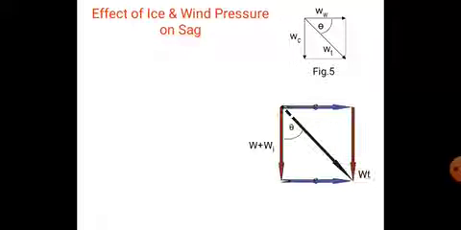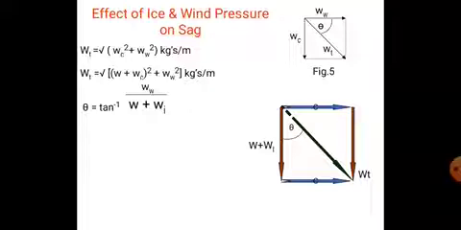And the total weight of the conductor should be under root of Wc whole square plus Ww whole square. Wc is nothing but here W plus Wi, the weight of the conductor plus the weight of the ice. WT is equal to square root of W plus Wi whole square plus Ww whole square, and theta is equal to tan inverse of B by A. B means Ww by W plus Wi.